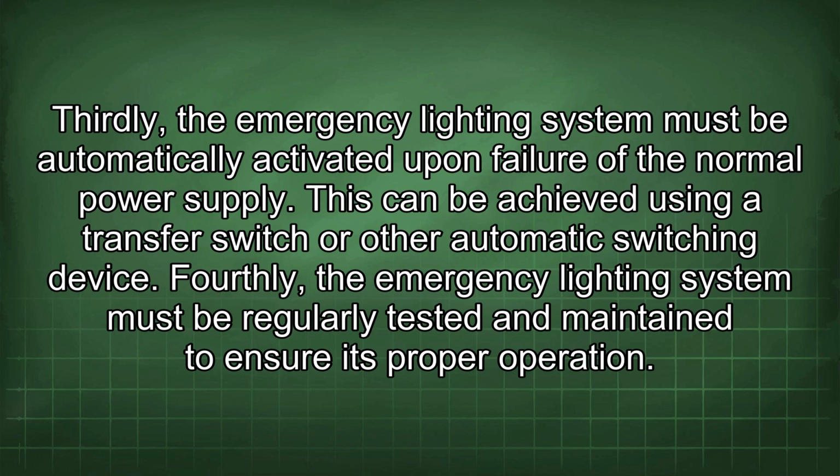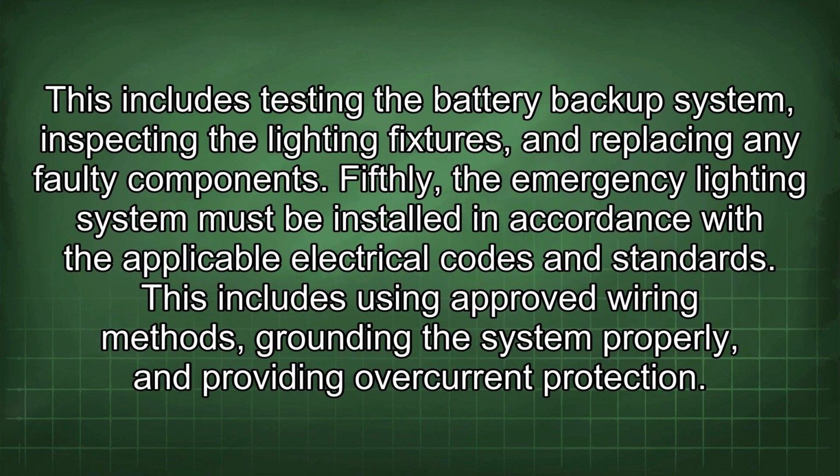Fourthly, the emergency lighting system must be regularly tested and maintained to ensure its proper operation. This includes testing the battery backup system, inspecting the lighting fixtures, and replacing any faulty components. Fifthly, the emergency lighting system must be installed in accordance with the applicable electrical codes and standards. This includes using approved wiring methods, grounding the system properly, and providing overcurrent protection.